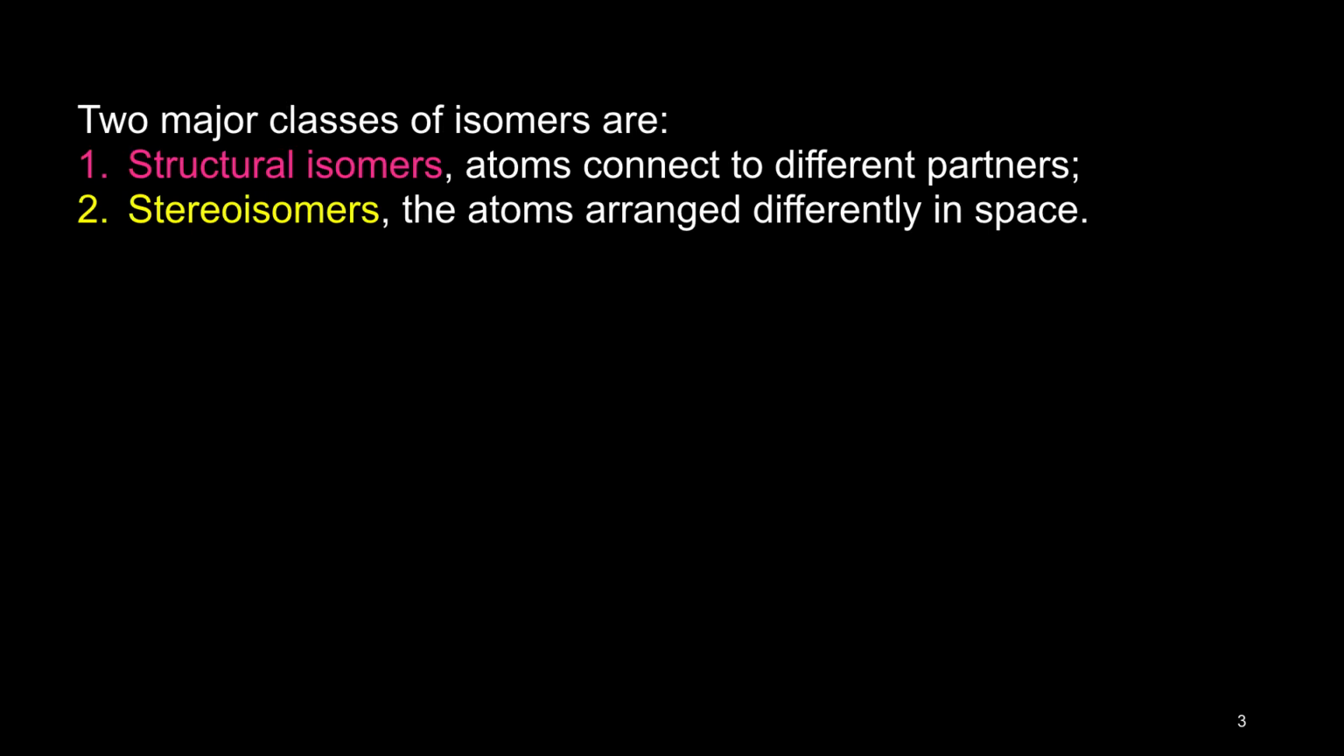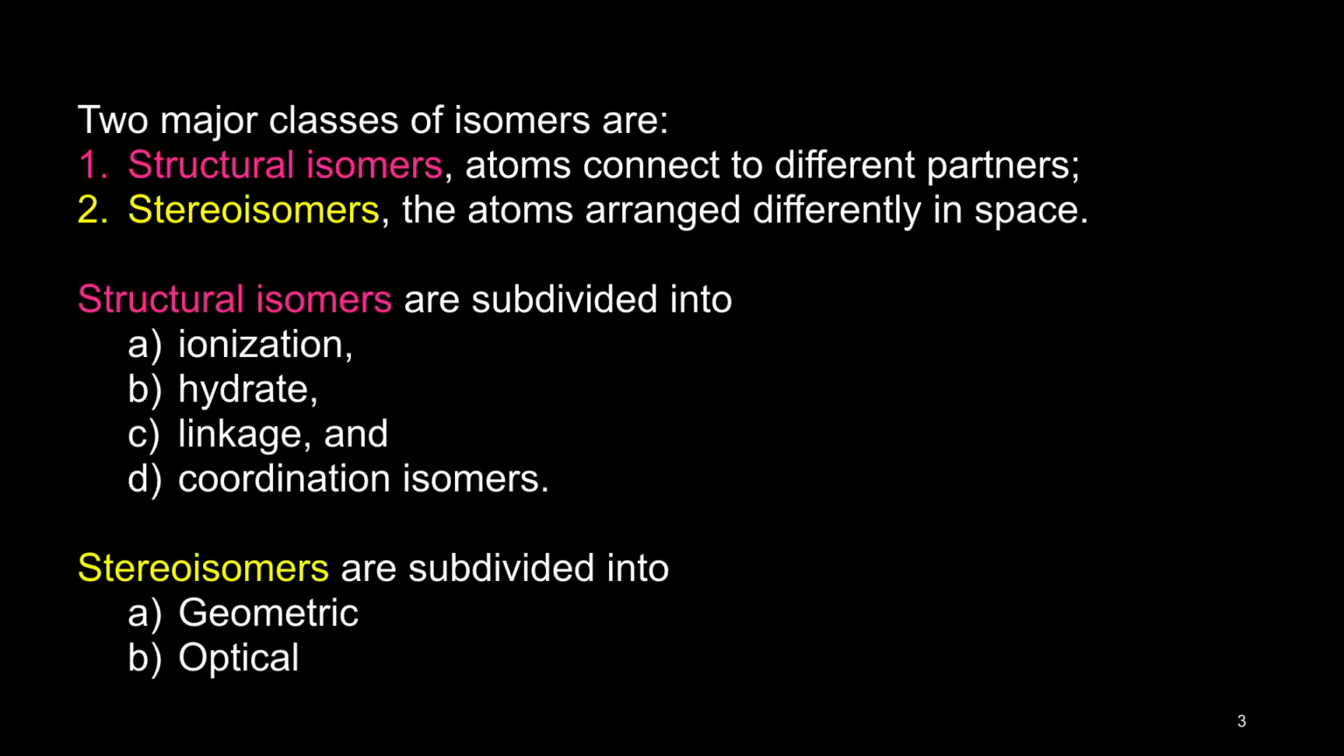Isomers can be of a structural or stereoisomer nature. There are four different structural isomers: ionization, hydrate, linkage, and coordination. There are two types of stereoisomers: geometric and optical. Let us look at examples of each.